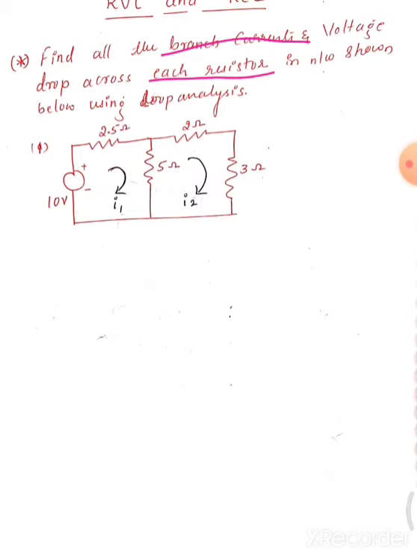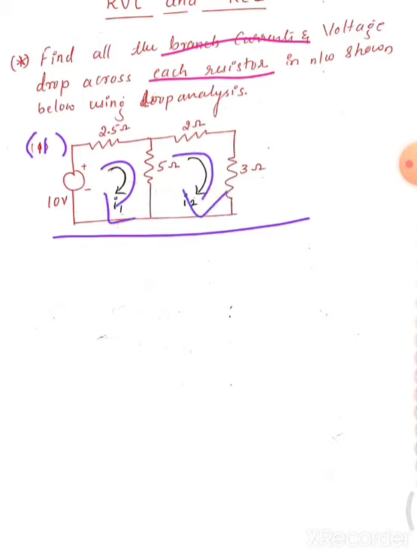Just observe what they have specified in this numerical. Further numericals will be solved to find out the loop currents, and we'll try to find out the voltage drop across each resistance. This is a very simple network which consists of two loops. This is the first loop and this is the second loop.